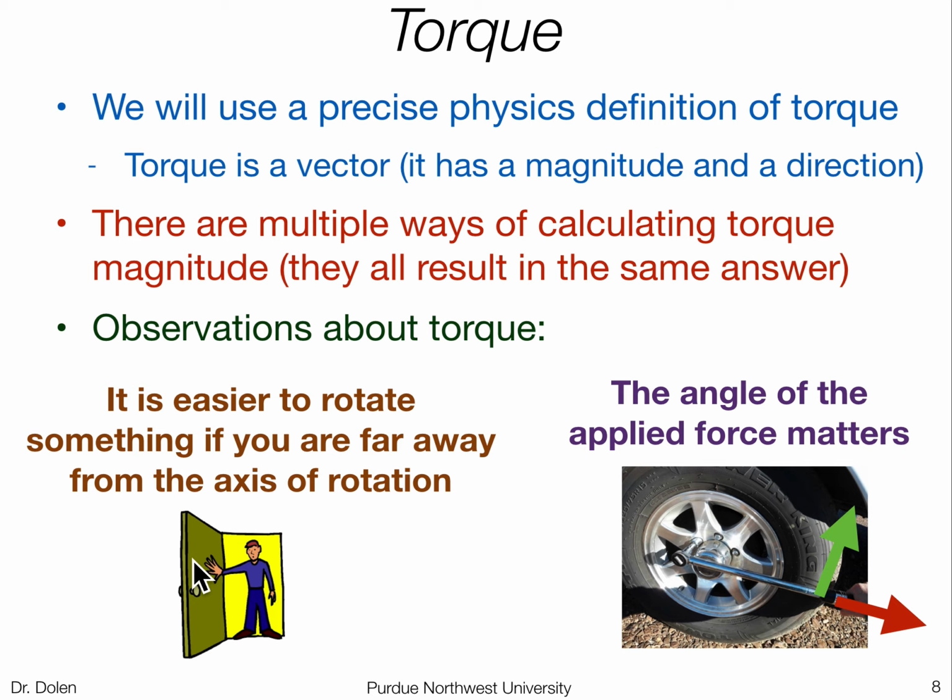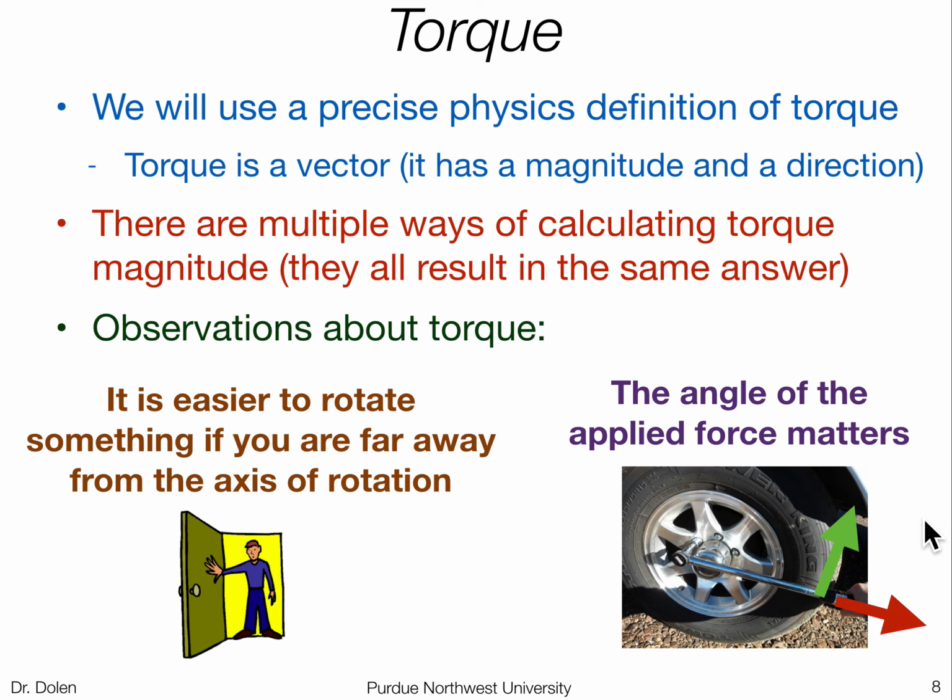Okay, so that's our first observation. The second observation, again, we made this observation with the clicker question, is that the angle of the applied force matters. If I try to turn this torque wrench, this red force is not going to help. I'm just pulling on my torque wrench. I'm not causing any rotation. Where this green arrow is going to cause rotation. So the angle of the force matters. So that's going to be important for us in modeling torque.